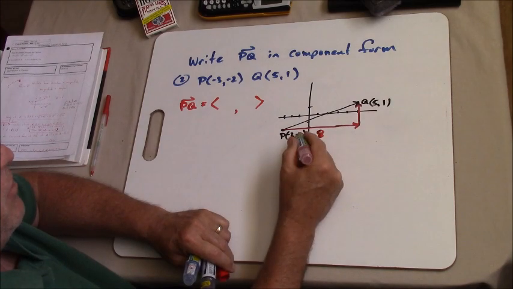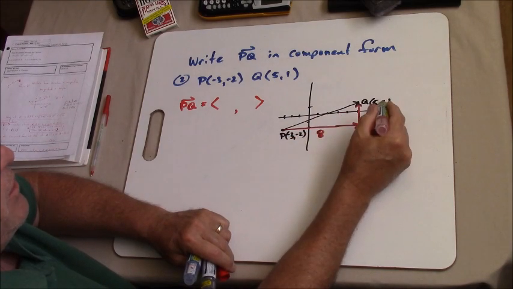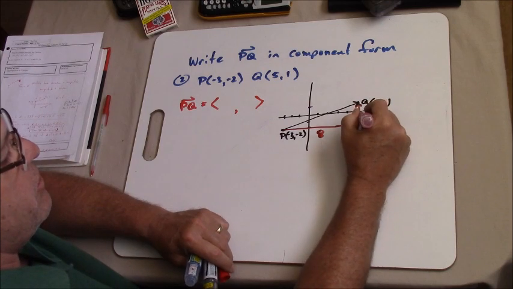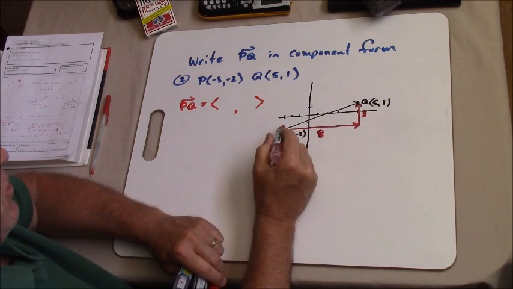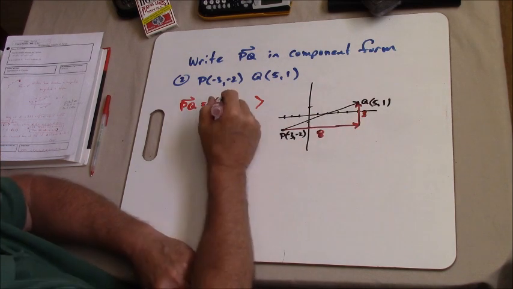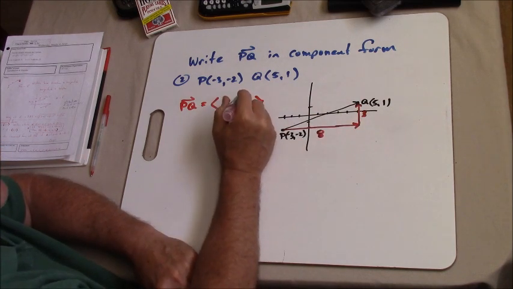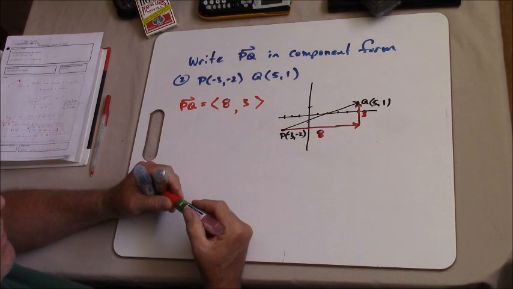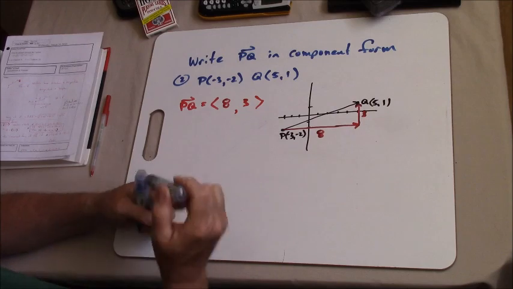And how far is it from negative 2 up to 1? Well, 1 minus a negative 2, that's 1 plus 2, which is 3. So if this point was at the origin, I'm going over 8 units and up 3, and so there's that vector in component form. And it's real important that we remember this.